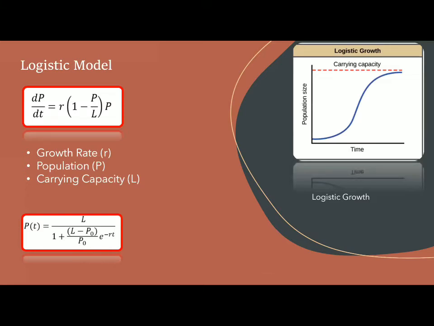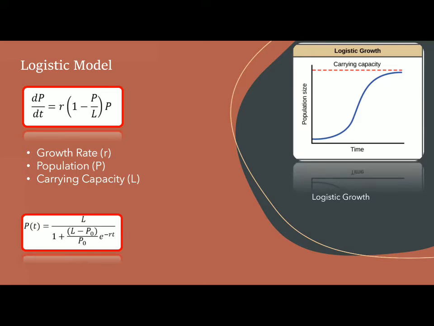Our next model, logistic model, is also very similar to the exponential model, but it has slightly different variables. So as we see in the top right graph, it initially acts very similarly to the exponential model, but as it reaches that carrying capacity, denoted by the red dashed line, the population rate tapers off until it reaches a horizontal asymptote where it will never cross that carrying capacity.